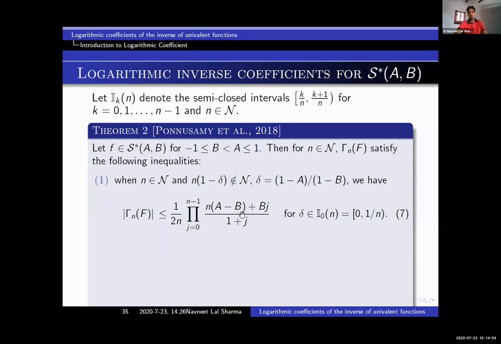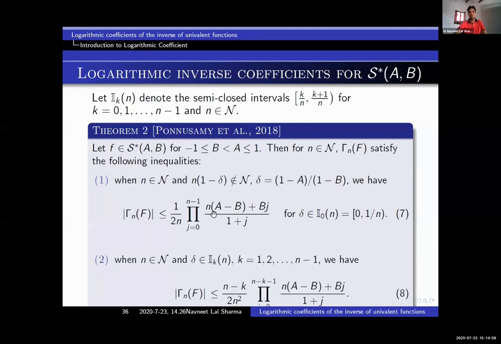This result holds only for this condition when we are taking this. For another case, I am taking lambda equal to (1-A)/(1-B). If lambda belongs to the whole interval I_k, then I have a different inequality.